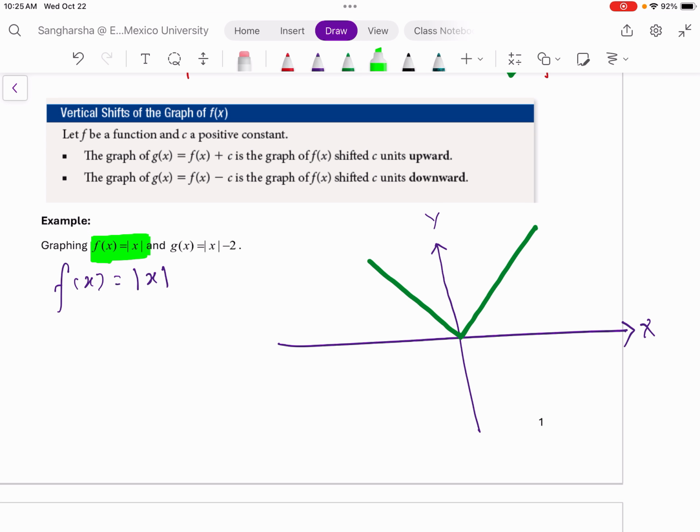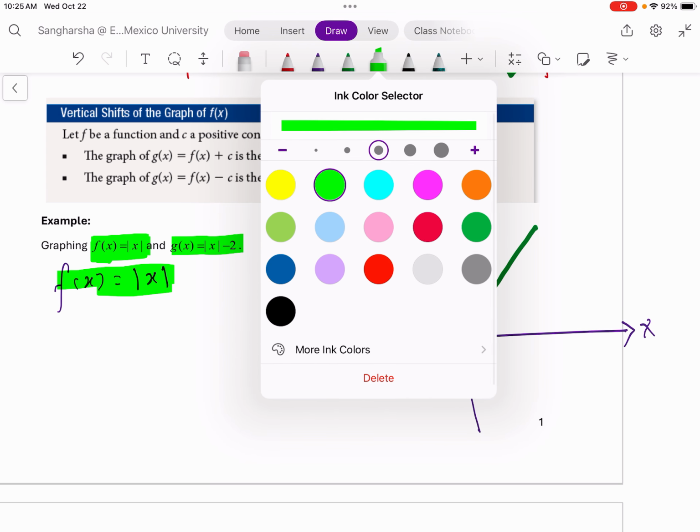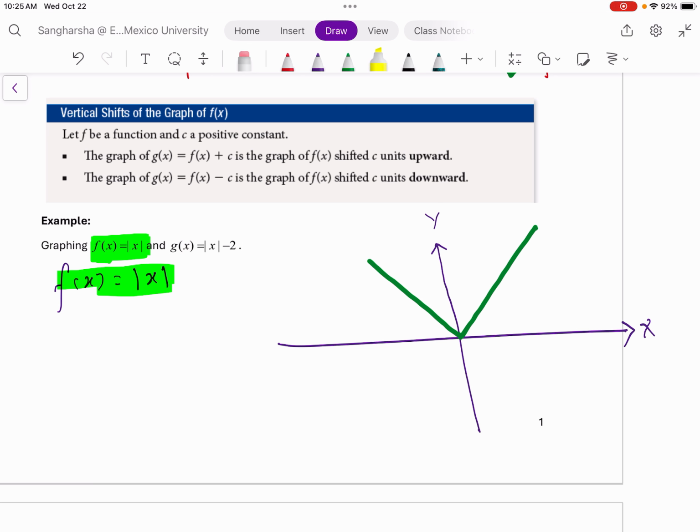So here we have a new function g of x. Our basic function is f of x equals absolute value of x. Now our target is getting g of x. What should we do? We are starting from the basic function. To the basic function we can add numbers, subtract numbers, multiply, divide, or replace. Now this is what is given to us: f of x equals absolute value of x.